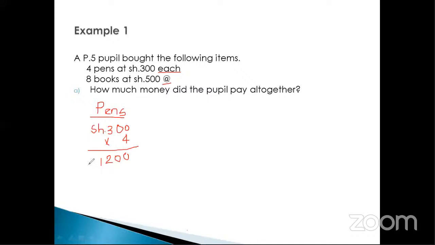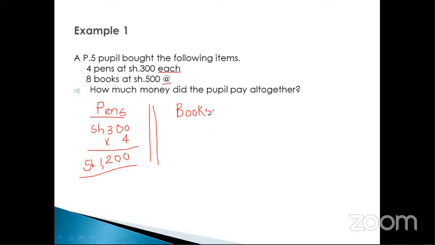So Tyler, how much money have we spent on 4 pens? 1,200 shillings. Okay. Is that already the total expenditure, or we need to continue and work out the one for books? We need to continue and work out the one for books. Very good. So here you separate it like this, and then you write another item which we are calling books. You write here books.